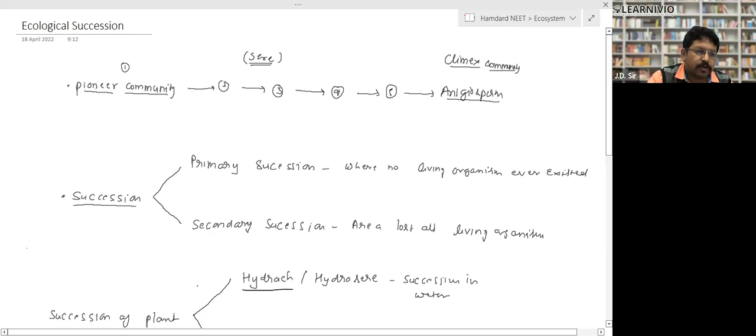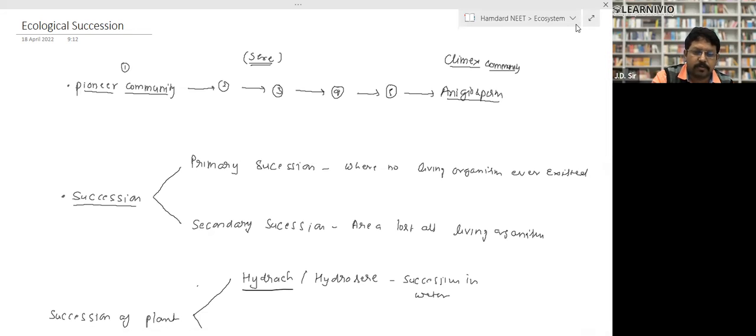So what is ecological succession? What is succession basically? Can you explain the term succession to me? What does it mean? Any one of you? I'm sure you must have heard this term, succession. Any one of you? Come on.